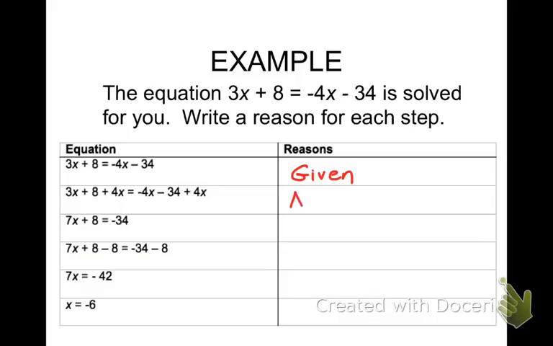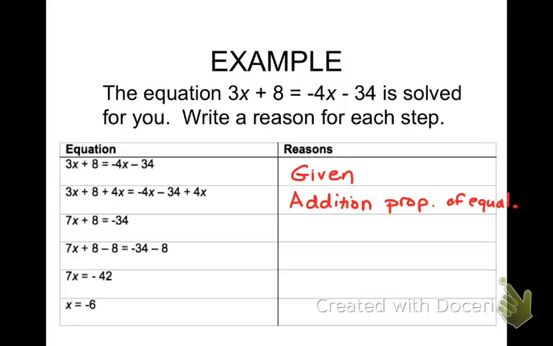Substitution? We added. Addition, good. So addition, prop. I'm going to put prop for property of equality. I'm going to abbreviate equality with just an equal and a period. Okay, so then what happened from line 2 to line 3?